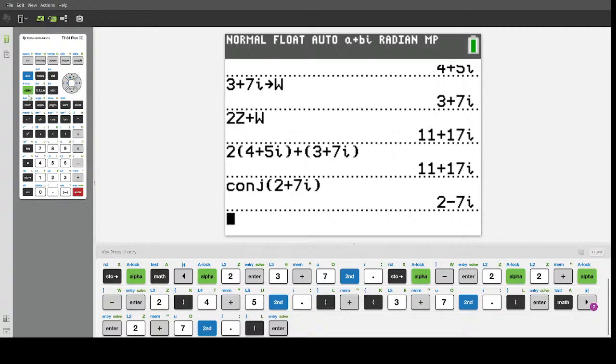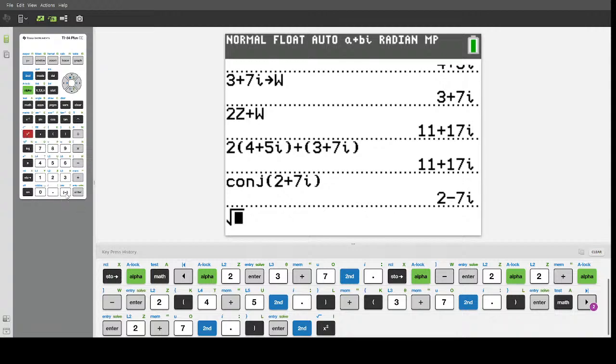I'm going to get the square root button. The radical square root symbol is blue, so I need the second function to get it. And I'm going to do negative 9. Now let me say this: you've got to do negative 9, not minus 9. I know it means the same thing, but for calculator purposes, this is a negative 9. If you use minus 9, it will give you an error. So you have to do negative 9, and then I do a space to get this out of the radical.